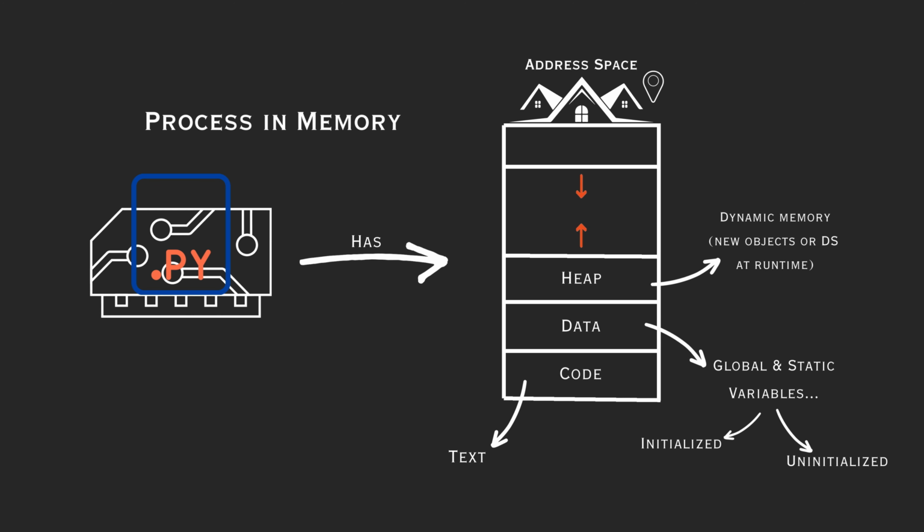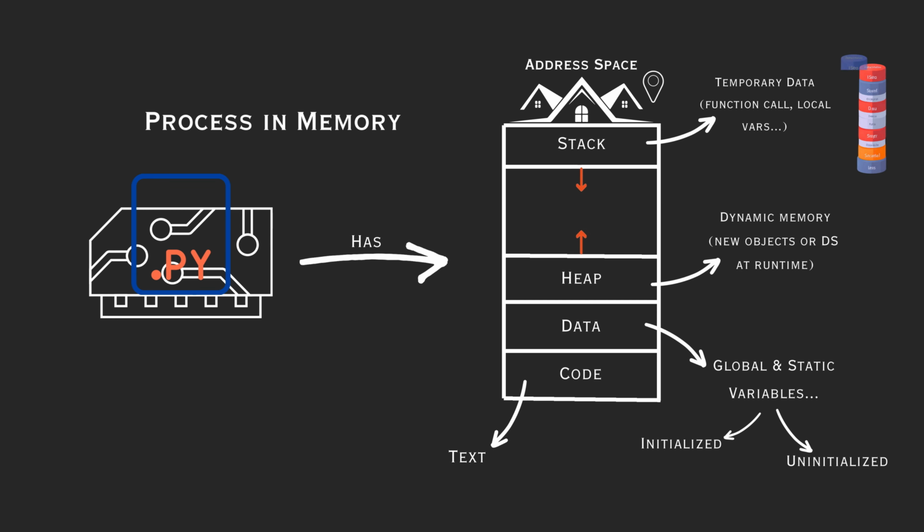And finally, we have the stack. The stack section is used for managing function calls and local variables. It's basically where short-term data is stored. So when a function is called, a stack frame is created on the stack. This frame contains the function's parameters, its local variables, and the return address. Once the function execution completes, the stack frame is popped off the stack.